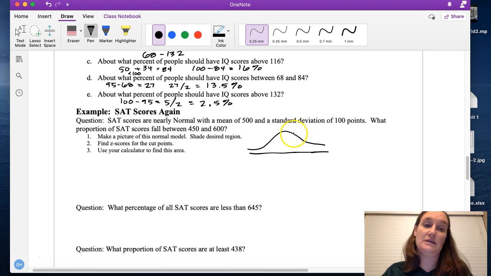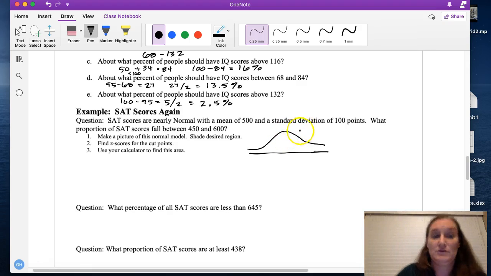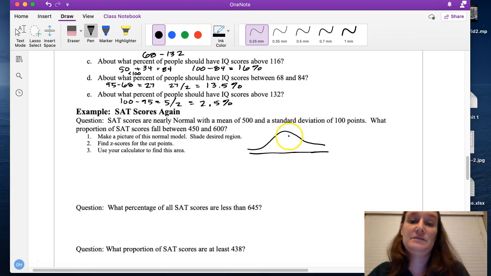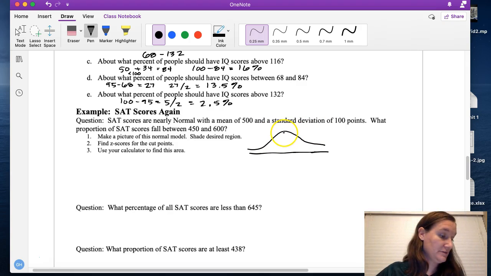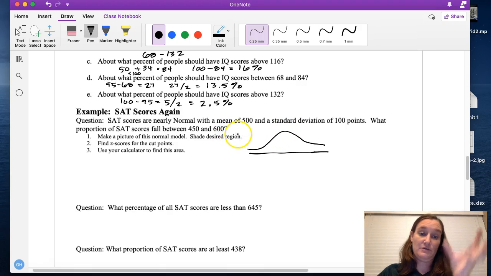And if you have taken calculus, what the calculator is doing is an integral. But it doesn't matter. You don't have to know what the calculator is doing. If you haven't taken calculus, it's okay. So we want to find the percent of the area, or the proportion, which is a percent. So we want to find the percent between 450 and 600.